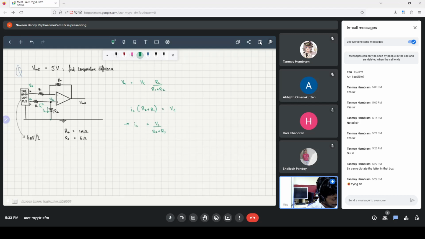Since this is grounded and that's VA, we can write the equation just for the resistor R2, and we'll get VA minus 0 is equal to IC into R2. Therefore, we get VA is equal to R2 into VC by R2 plus R1.